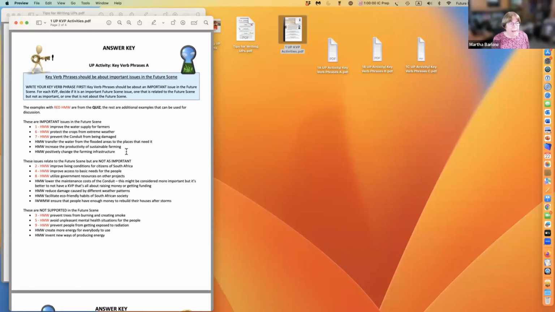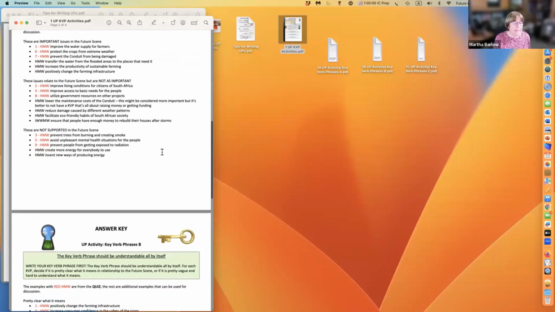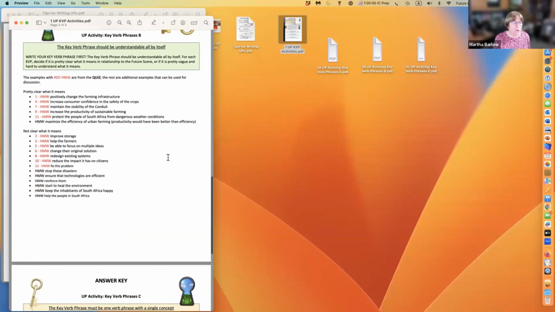The ones in black, and these examples, I should say, all came from our students' work on this topic, from all their booklets, and all of these were pulled out. So we didn't write these. This is what the kids wrote. And so we pulled that out. And so for each of the activities, it shows you what the answers are, which ones are pretty clear what it means, not clear what it means. So here's understandable by itself. You can kind of see what I mean.